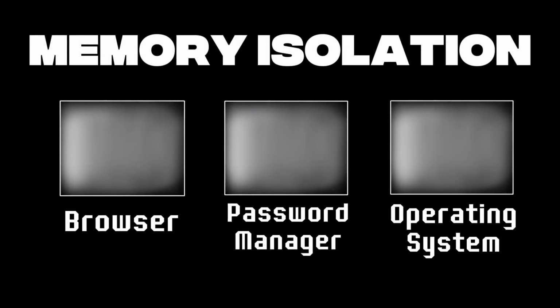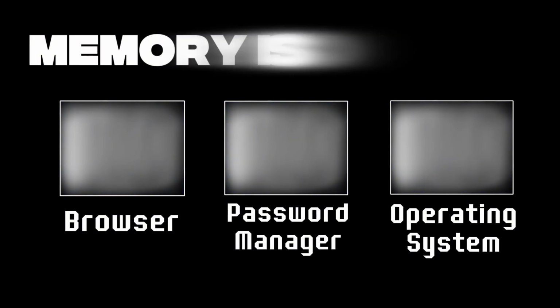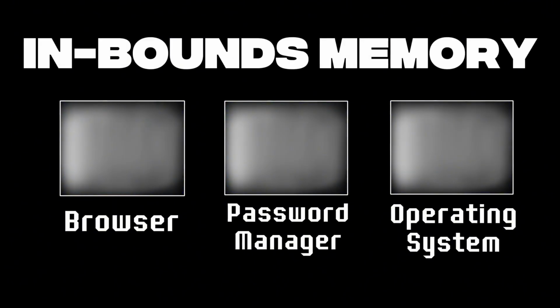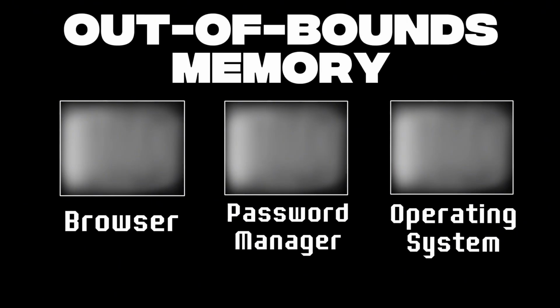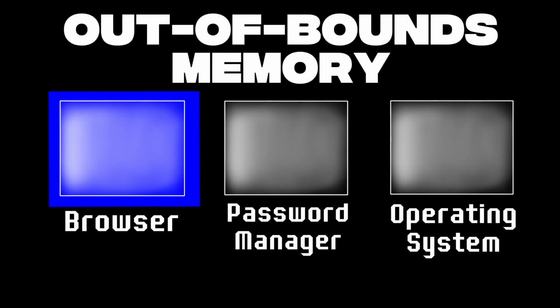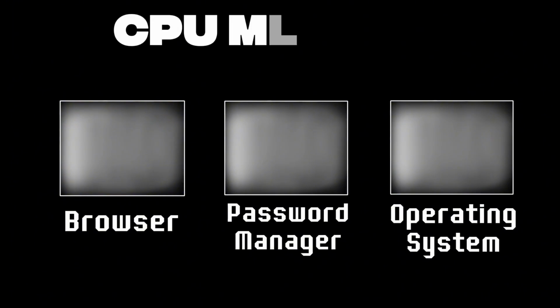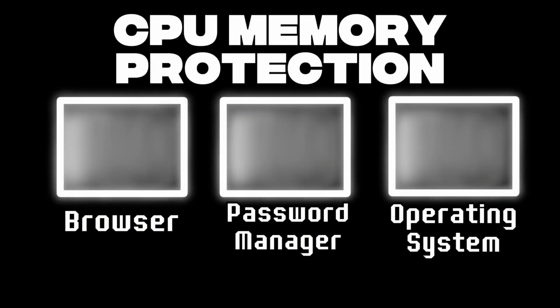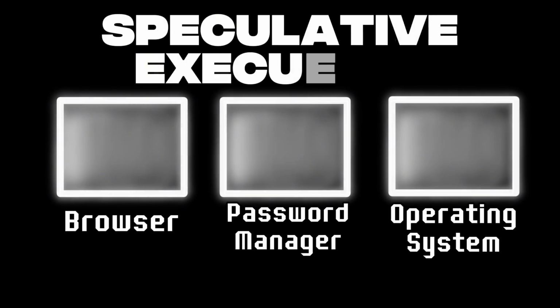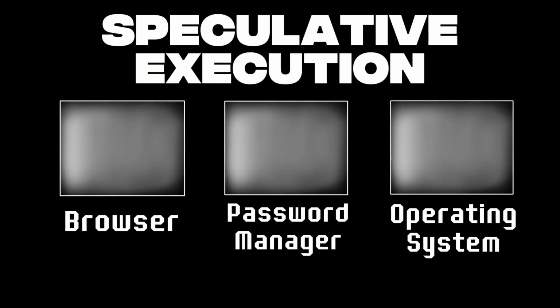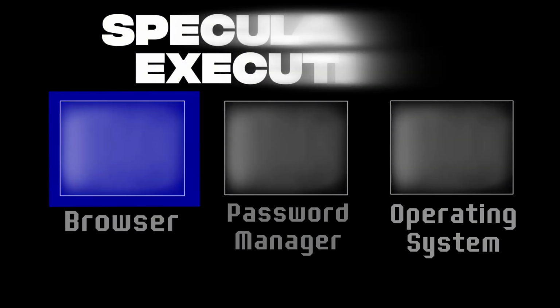When a program runs, it's only supposed to access a specific section of memory, its own space. That's called in-bounds memory. Out-of-bounds memory is anything outside that space, something the program was never meant to see. Normally, CPUs enforce strict rules to stop this from happening. But with Spectre, the CPU temporarily ignores these rules while speculating, and that's where the leak happens.